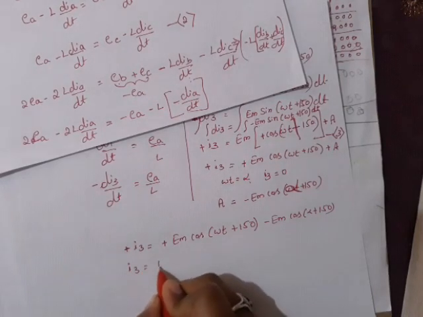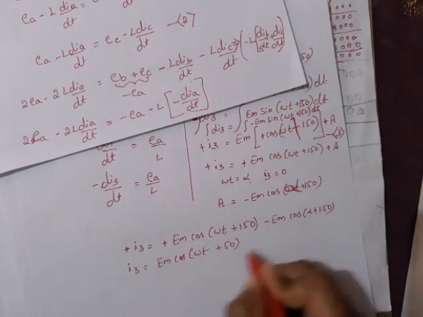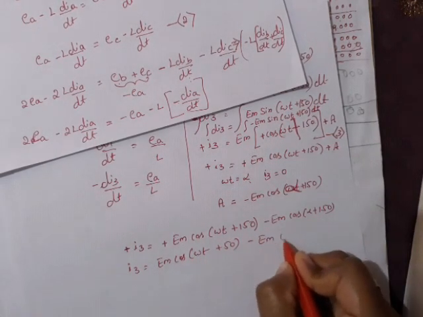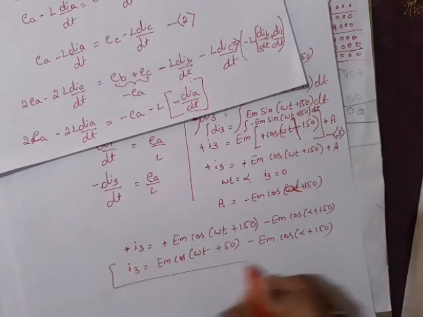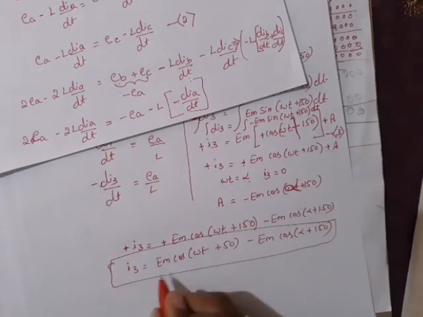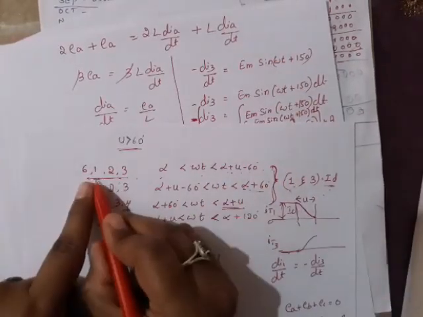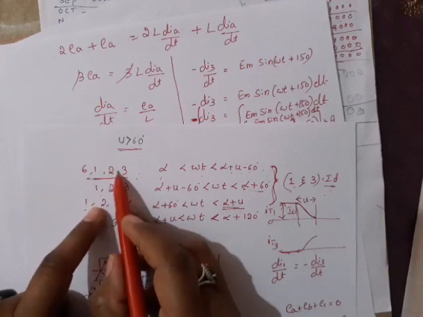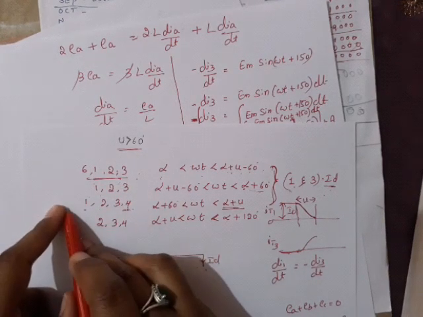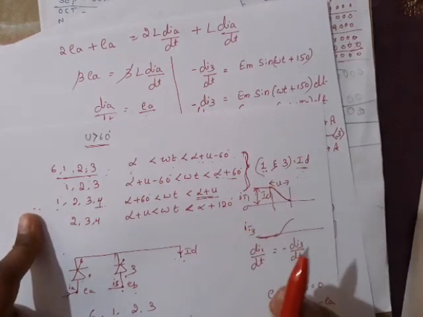So I3 is equal to Em cos omega t plus 150 minus Em cos alpha plus 150. This is what we will get for the I3 current equation. And this is in between these three things. Here valve number 3 comes into conduction, and here valve number 1 goes out of conduction, so the current from valve number 1 is shifting to valve number 3. But what if it is completely shifted?